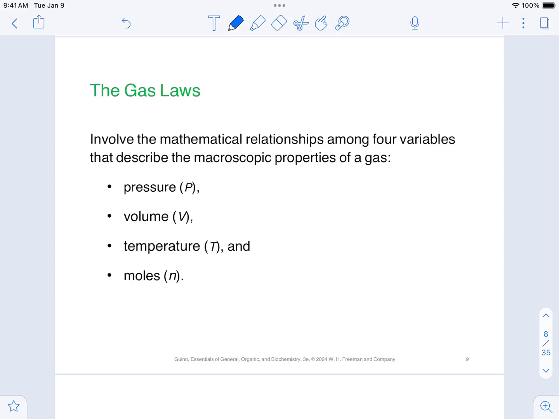This video is on Charles', Boyle's, and Gay-Lussac's law. In all the different gas laws that we're going to look at, they all involve, in one way or another, pressure, volume, temperature, and moles. We're going to look at the different mathematical relationships between these four variables. Sometimes they will be directly proportional, meaning as one goes up, the other will go up. And sometimes they will be inversely proportional, which means as one goes up, the other will go down.